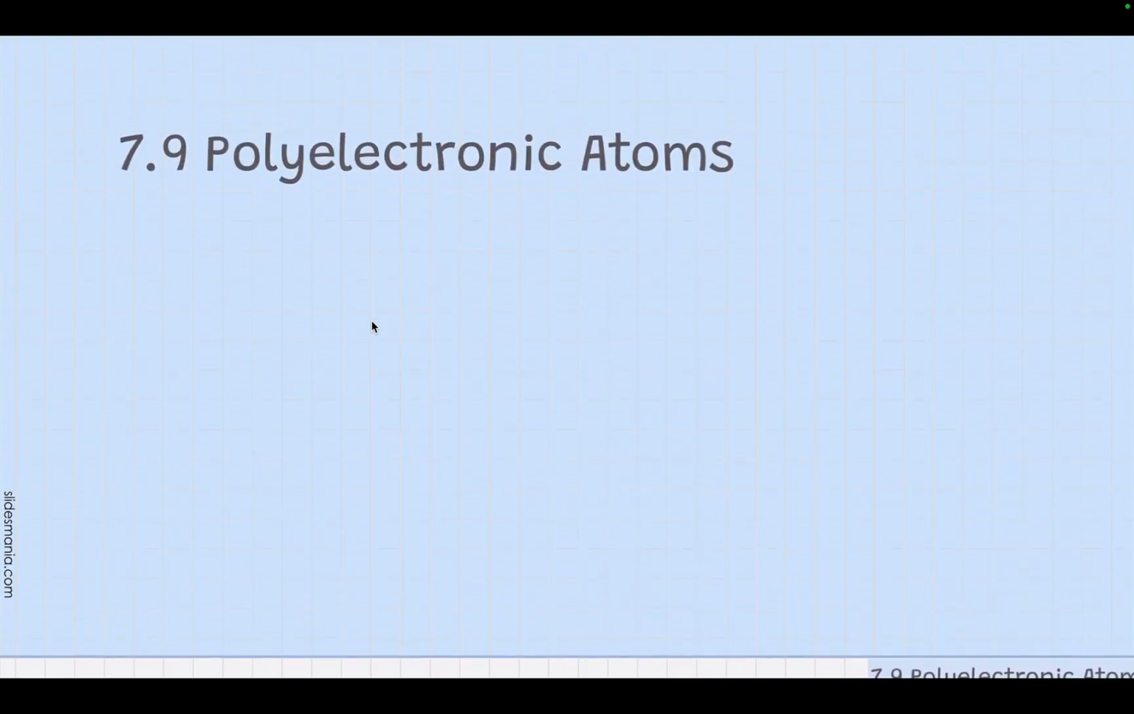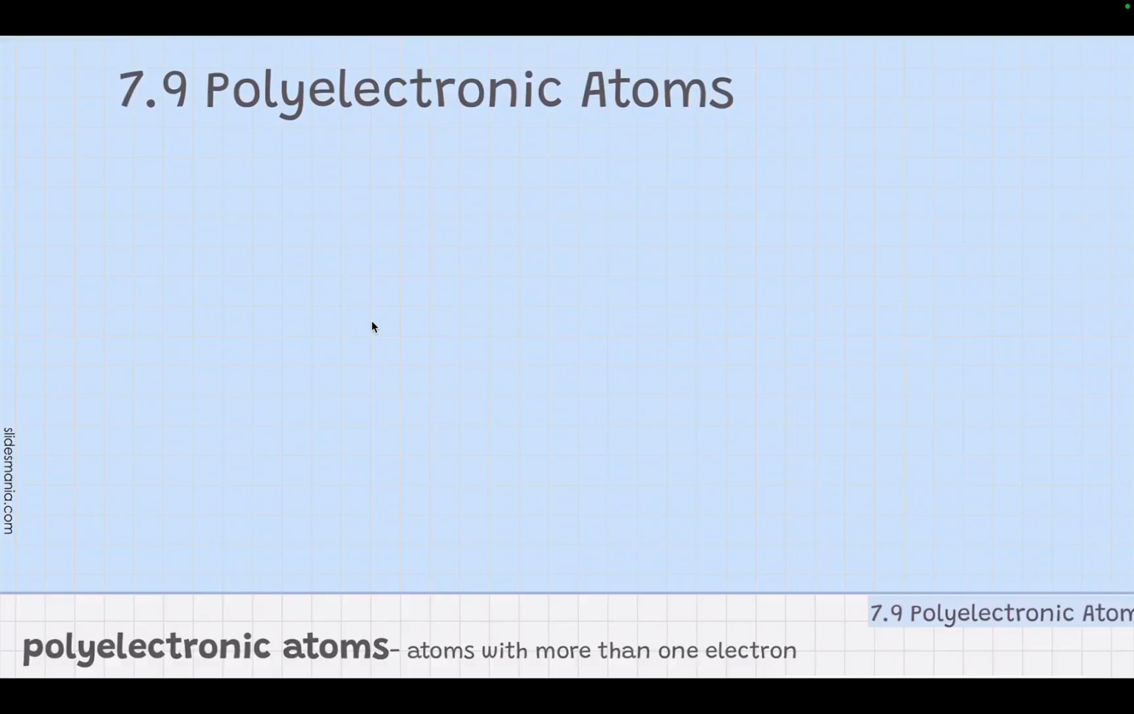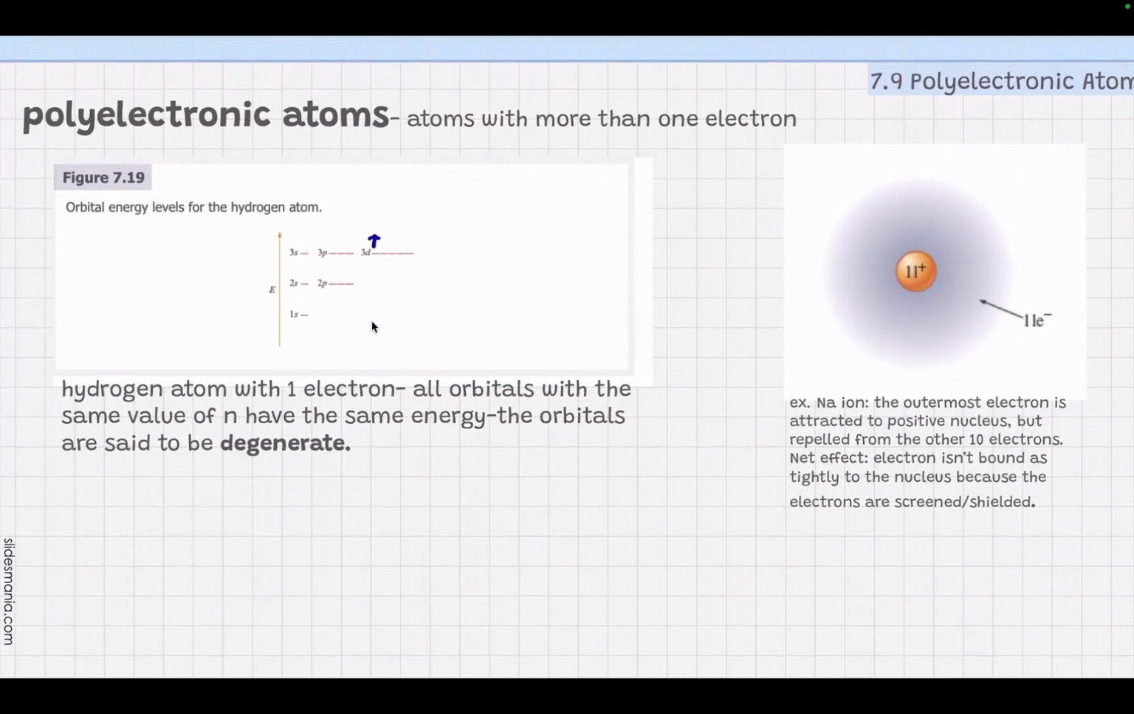So everything we've talked about prior to this has really been hydrogen, which I would call a monoelectronic atom. It only has one electron. Now we're going to start talking about atoms, most of which do have more than one electron. So polyelectronic atoms have more than one electron.